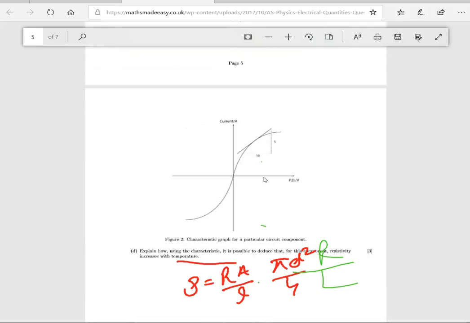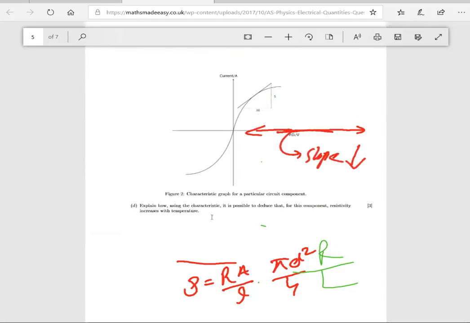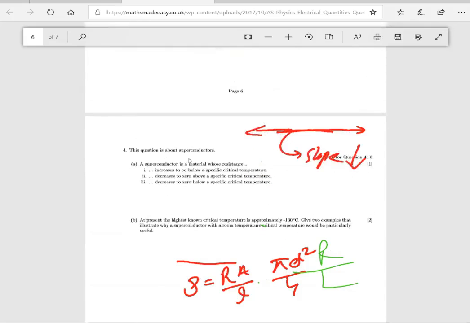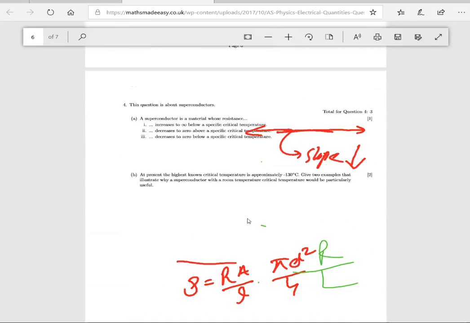Resistivity increases with temperature. As you see over here, resistivity increases with temperature, that's why the current is decreasing. Here you can see that the tangent line is decreasing. If it goes like this, the tangent line will be like this. So you can say the slope will decrease. Next question. As the temperature increases, the current will increase, but then as the current increases, the resistance will decrease. I mean, the resistance will increase.